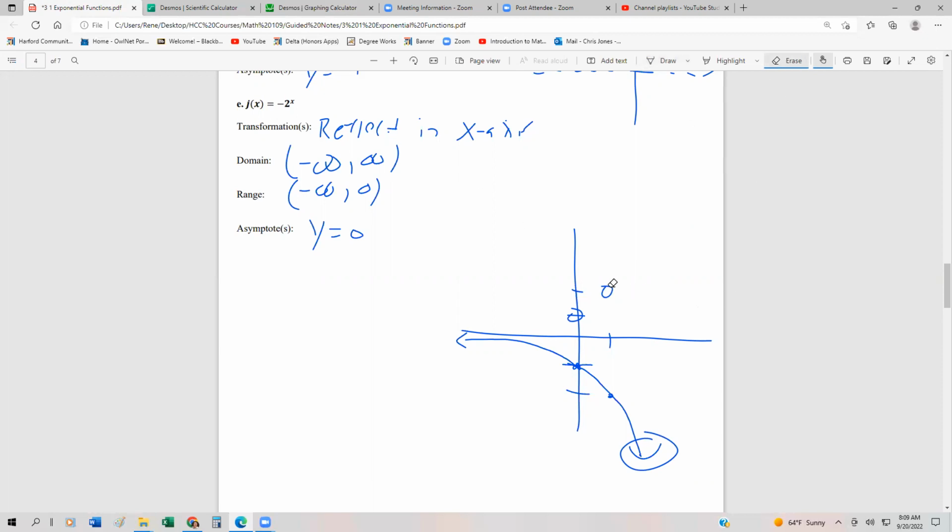So those are just some examples of being able to use our transformations to graph our exponential function. In the next videos, we're going to start taking a look at being able to graph the natural exponential function and what that is. And then also later, we're going to take a look at transformations of that function.